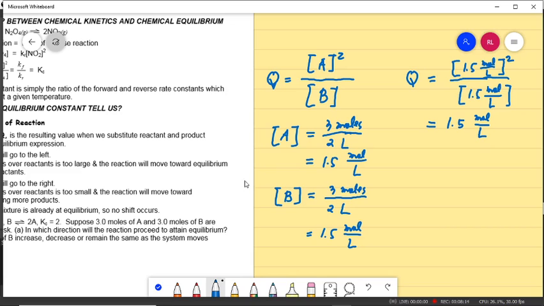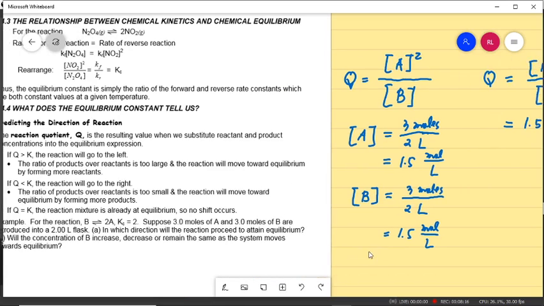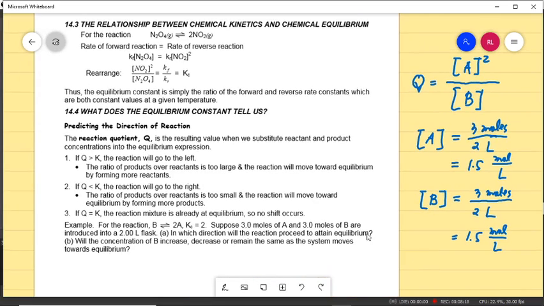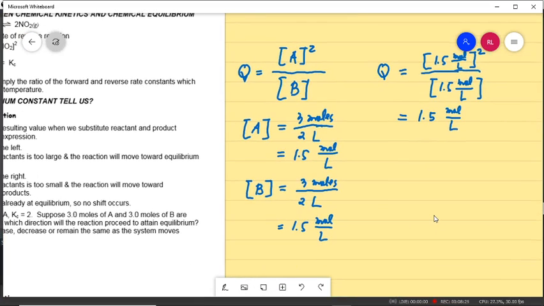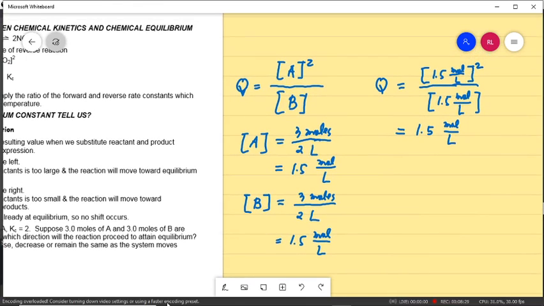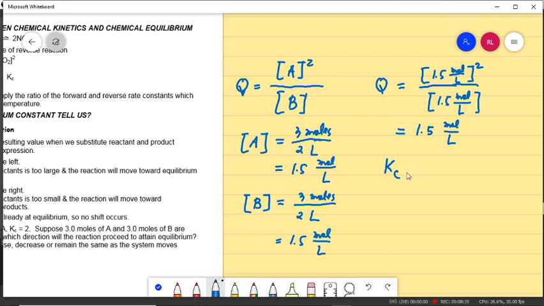Now, as stated earlier, our equilibrium constant is 2. Okay, so if K, the equilibrium constant, is equal to 2, that means our Q is less than K.